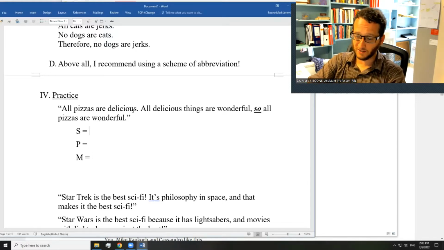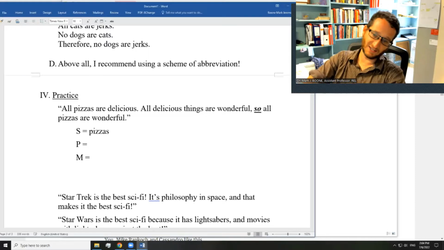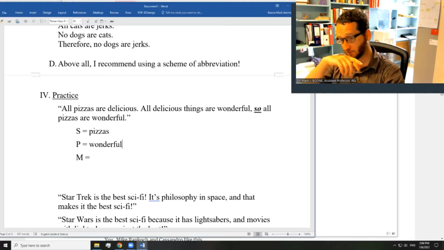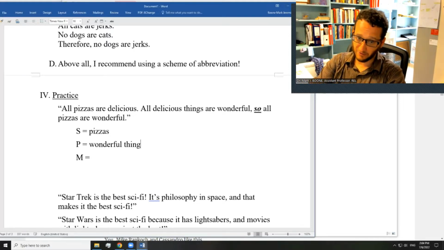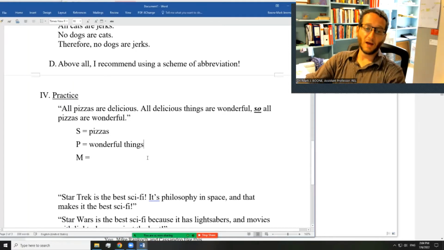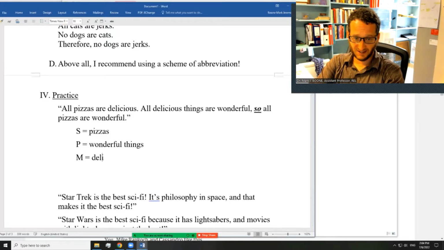Okay, all pizzas are wonderful is the conclusion. The first term in it is what? Pizzas. So S is pizzas, or minor term is pizzas. P is not "wonderful." You have to make it a noun or noun phrase. Remember, all the terms are nouns or noun phrases. You have to change adjectives to nouns. That's something we'll go over in more detail back in video 15 on translating categorical propositions into standard form. So our minor term is pizzas, our major term is wonderful things, and our middle term, of course, then is delicious things.